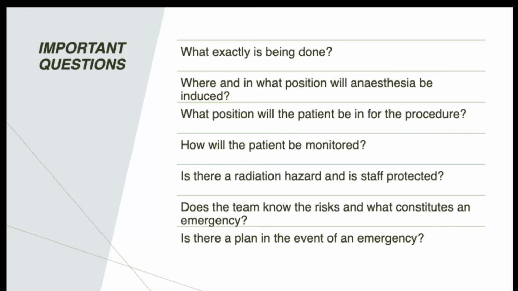What position will the patient be in for the procedure again? So, will they be prone on their side? How far will their head be away from you, okay, from your machine? How will the patient be monitored? Standard ASA, or do they need invasive monitors? Is there a radiation hazard or magnet hazard, and is staff protected? Does the team know the risks and what constitutes an emergency? So for each specific procedure, do they know what could go wrong, and are they ready if it does go wrong? And then finally, is there a plan, and what is that plan in the event of an emergency?